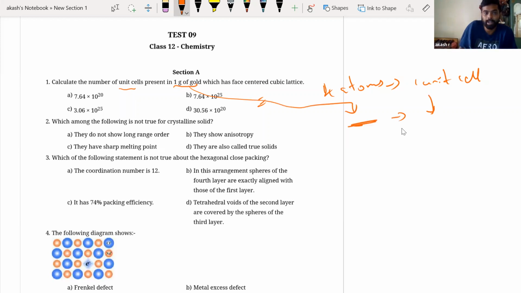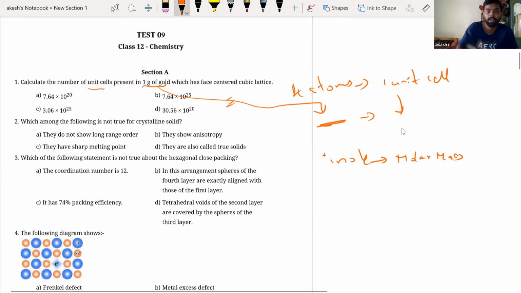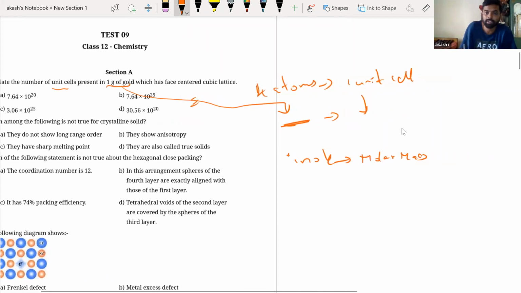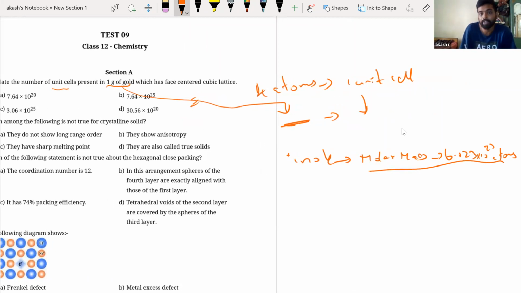Now, how will you calculate the number of atoms in 1 gram of gold? You have to go to your mole concept, right? 1 mole of any substance will have its molar mass as its weight, and 1 mole of any substance will have 6.023 × 10^23 atoms. Now I can connect these two. 1 mole of anything will have a mass equal to its molecular mass, and will have this many atoms.